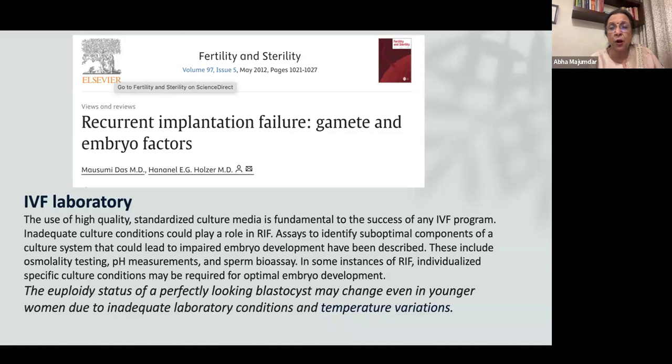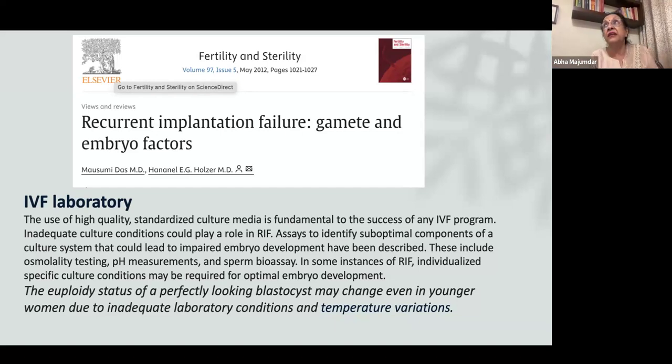Assays to identify suboptimal components of a culture system that could lead to impaired embryo development have been described. These include osmolarity testing, pH measurements, sperm bioassay, and, all in all, I would say temperature regulation of the embryos while they are growing. In some instances of RIF, individualized specific culture conditions may be required for optimal embryo development. The euploidy status of a perfect looking blastocyst may change even in younger women due to inadequate laboratory conditions and temperature variations.